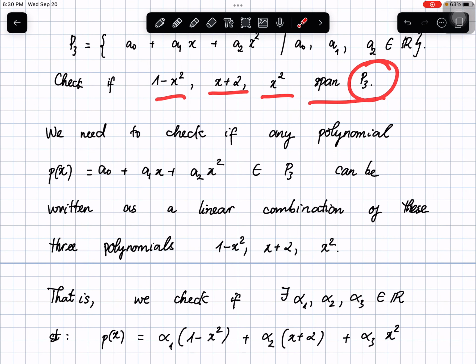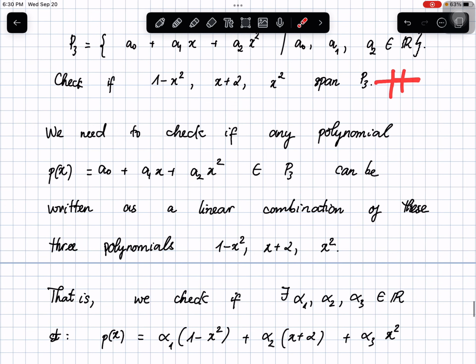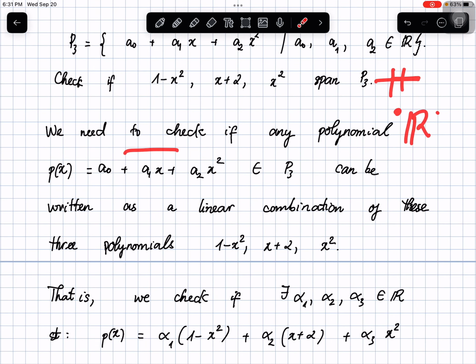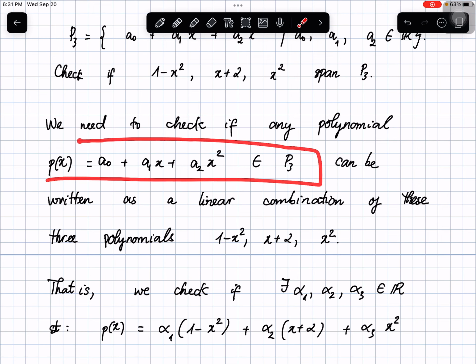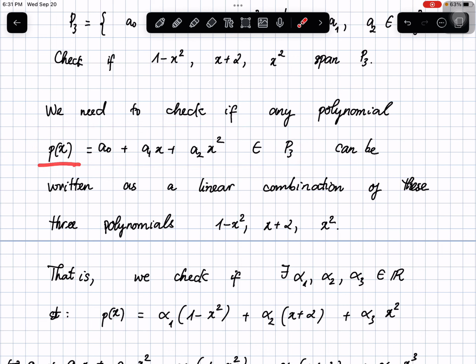And we know P3 is given with two operations, addition and scalar multiplication. Okay, we need to check if these three polynomials span P3, meaning that any polynomial in P3 can be written as a linear combination of the three vectors. So now pick any polynomial p(x) in P3. We check whether this p(x) can be written as a linear combination of the three polynomials given here.